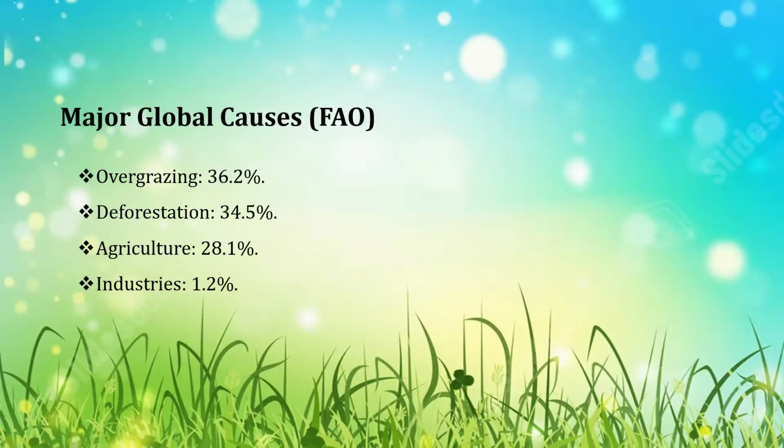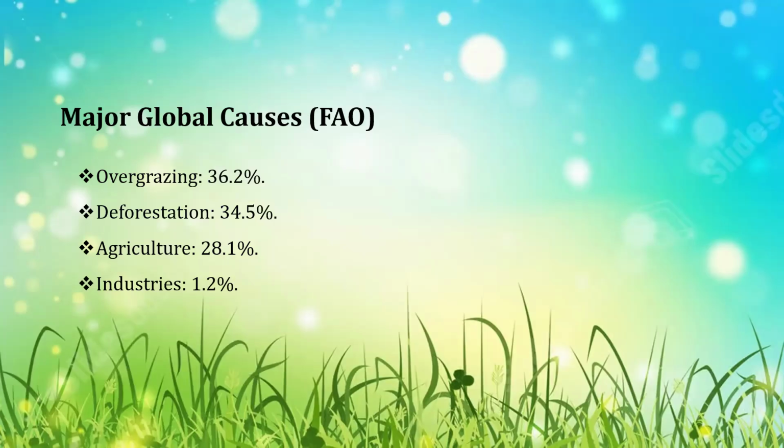And the next slide is major global causes of soil degradation, citing data from FAO. FAO means Food and Agricultural Organization of the United Nations. This slide outlines the major global causes. The first point is overgrazing, second deforestation, third agriculture, and the last one is industries.